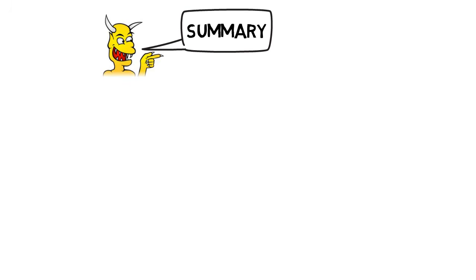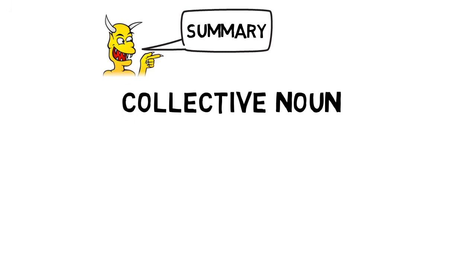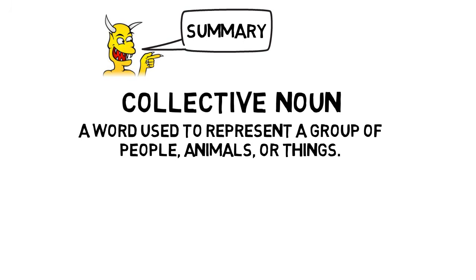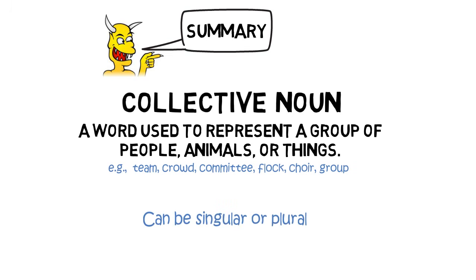Let's just summarize. Collective noun. A word used to represent a group of people, animals, or things. There are some examples. Remember, they can be singular if you think of the group as a whole, or plural if you consider the individuals within the group.